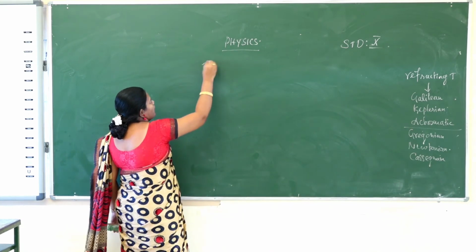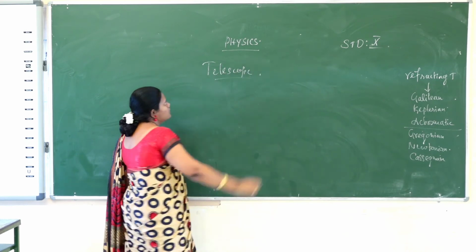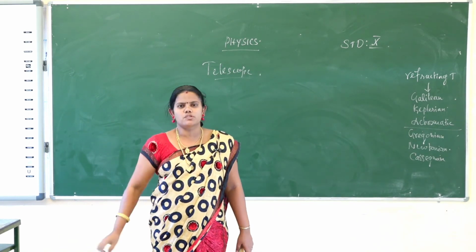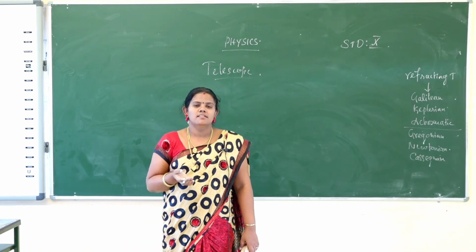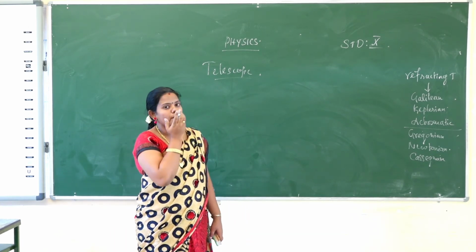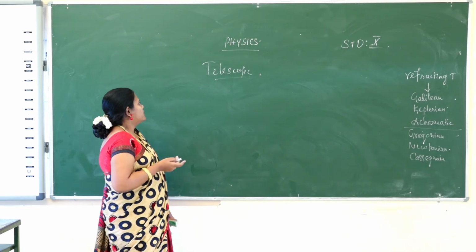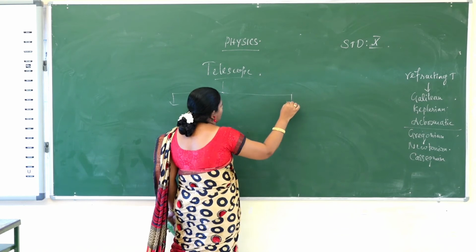Telescope. Students, have you seen the lunar eclipse and solar eclipse with the naked eye? No. By using the telescope, you can view the lunar eclipse and solar eclipse. So telescopes are classified into two on the basis of the optical property.